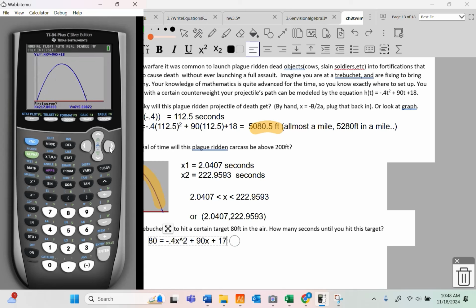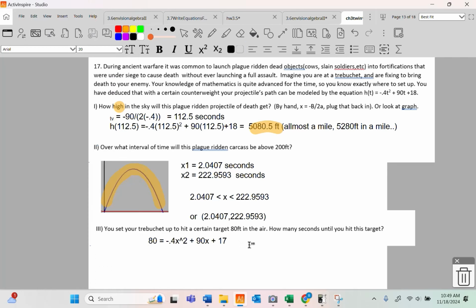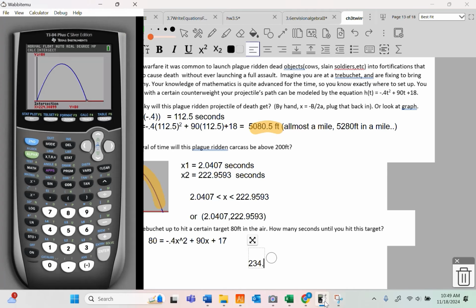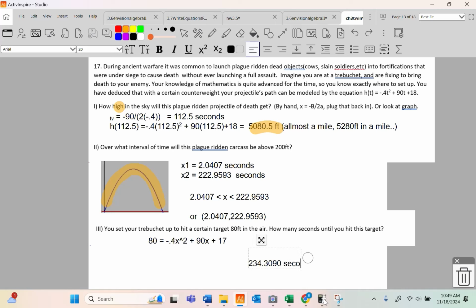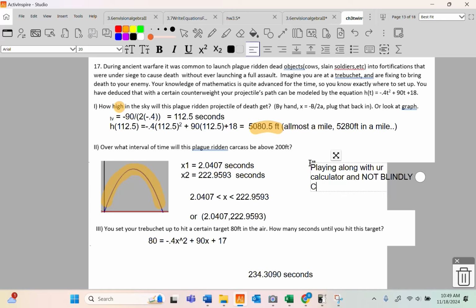Get close to that intersection down there, press enter 3 times, enter, enter, enter. 224.3090 seconds. 234 point, lost my decimal, 3090 seconds. Hopefully you understand how I'm rounding. Hopefully, once again, you are playing along with your calculator and not blindly copying. Play along. I understand it's kind of boring.